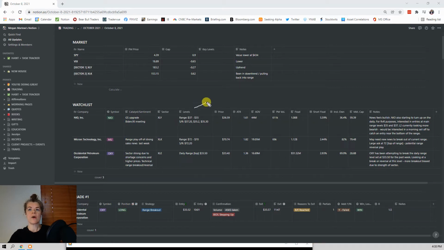Then we've got any levels that I should be paying attention to. Here's the range that it's playing right now. S/R means support resistance. Sometimes, if there's a crazy high volume day, I'll put that level in there to note that there's a lot of people trading within this range most likely. And then, what's the price in the pre-market?